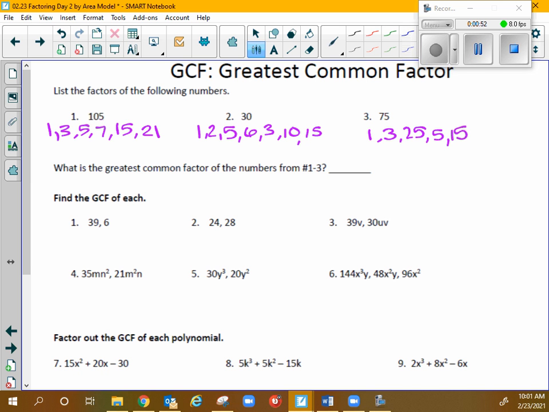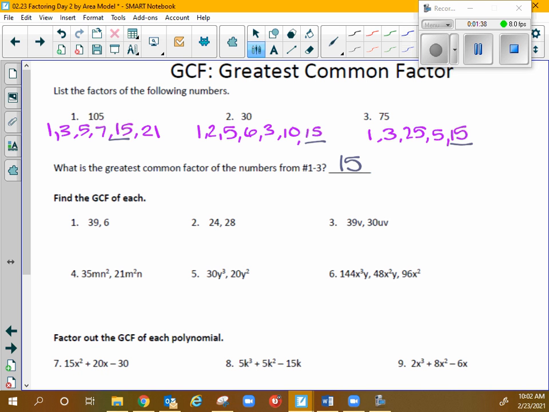You start. I usually start dividing by 2 and do it from that. Yeah. I have a way to. Okay, so the greatest common factor that all 3 share. 15. No, greatest. Okay, so our greatest common factor is 15.